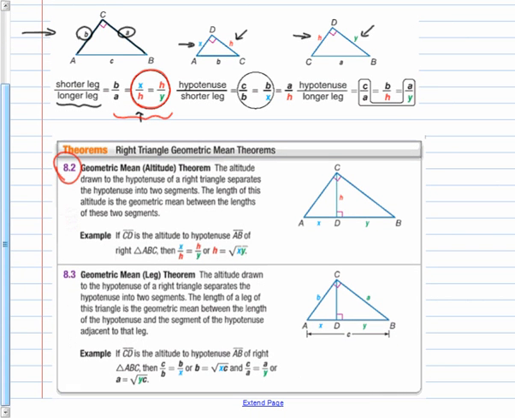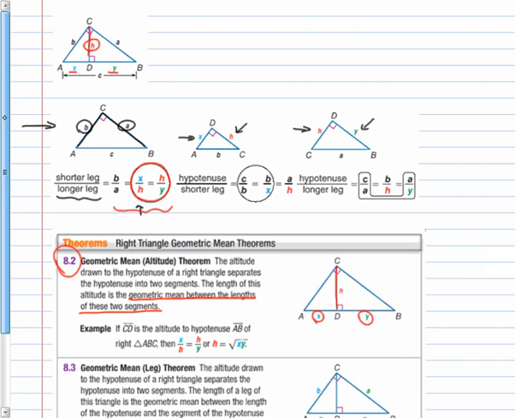The altitude drawn to the hypotenuse of a right triangle separates the hypotenuse into 2 segments. We're calling them x and y for the moment. The length of this altitude, h, is the geometric mean between the lengths of these two segments. Right back up here, we just saw it. That length of the altitude is the geometric mean between x and y. That's the first geometric mean relationship in this picture.